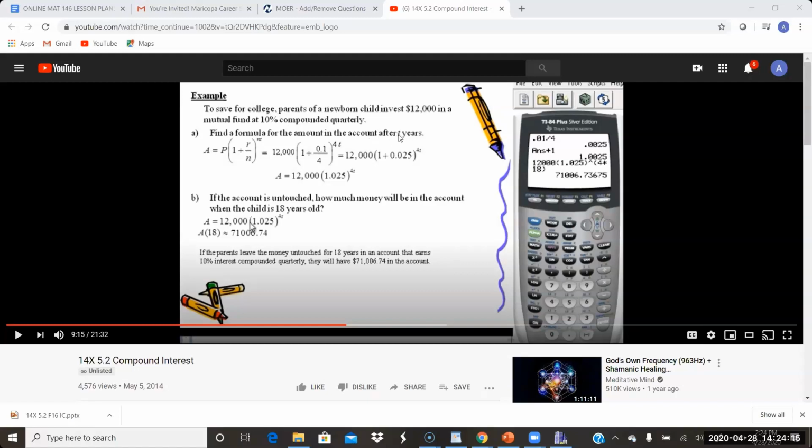The question specifically asks for T years, so you leave it as T. But in your homework problems, it's going to give you a time. So you'd put the 4 times 4. So you'd have to the 16th power. And you'd actually be able to solve this to find what A is. It's similar to what you did with your simple interest.